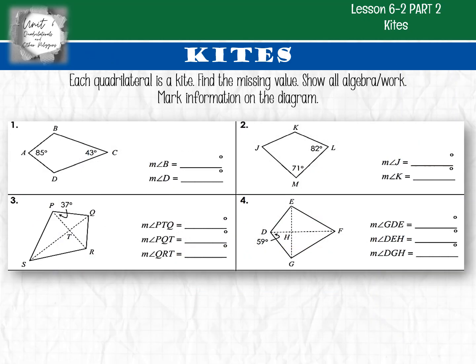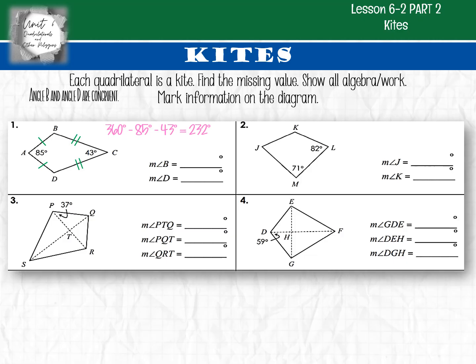Examples. Each quadrilateral is a kite. Find the missing value. Show all work. Mark information on the diagrams. So in the prior lesson, we know the measures total in a quadrilateral to 360 degrees. And we have two of them that we know. So 360 minus 85 minus the 43 gives us 232.